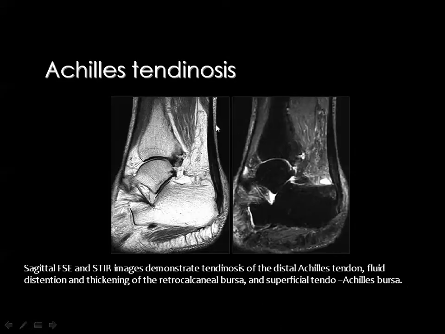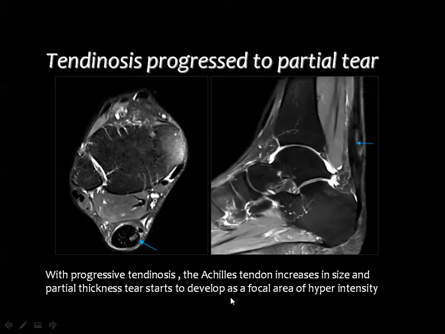Another example of Achilles tendinosis, the Achilles tendon is swollen and you see faint intermediate signal within the tendon with some inflammatory changes in the subcutaneous tissue as well as inflammation in the bursa anterior to the Achilles tendon. Then degeneration of the tendon may progress to partial tear and even to complete tear because you know that the tendon, whenever it has started degeneration, it is weak and is subjected to rupture.